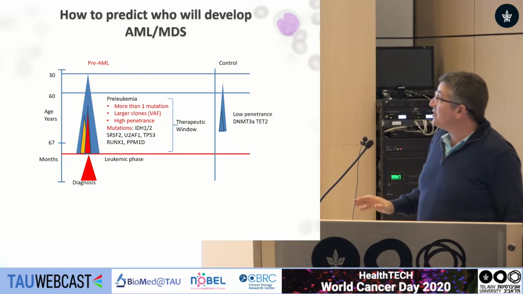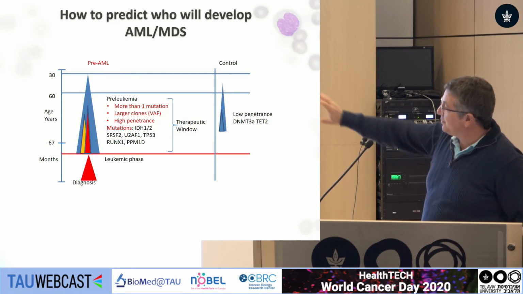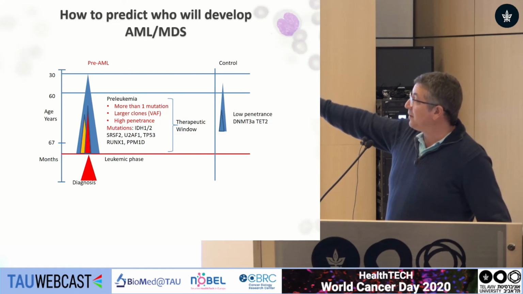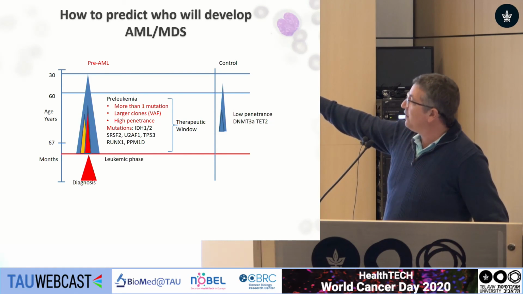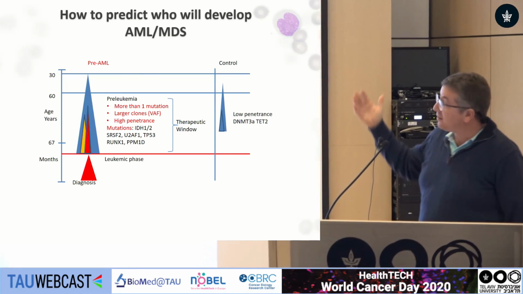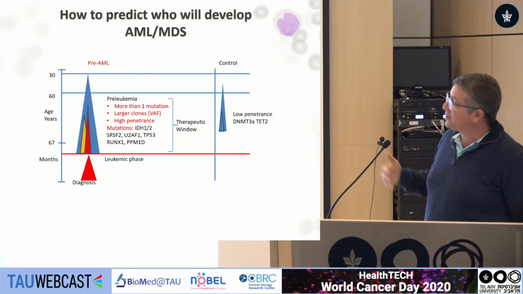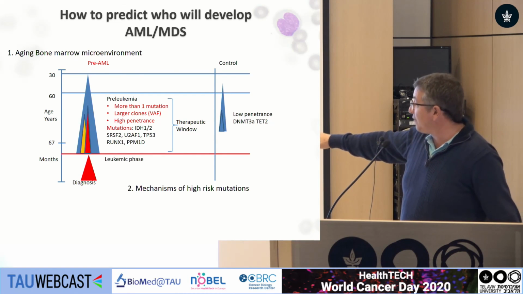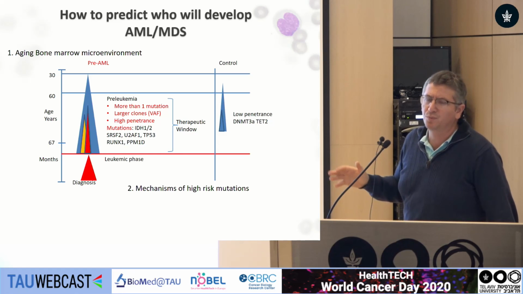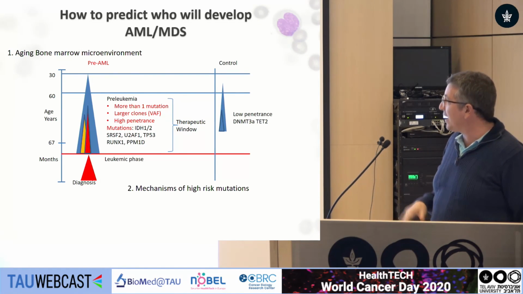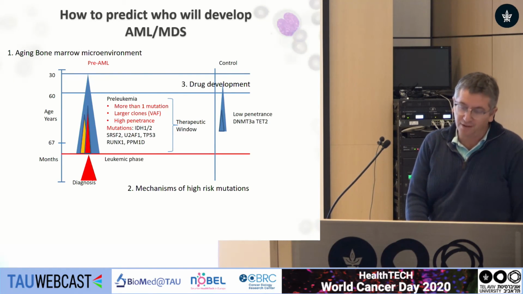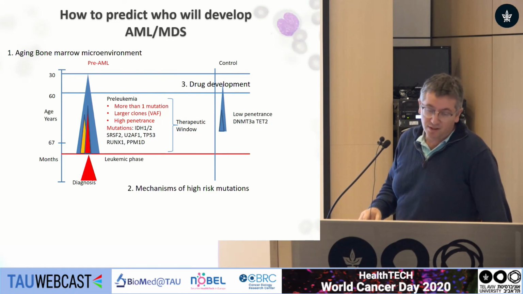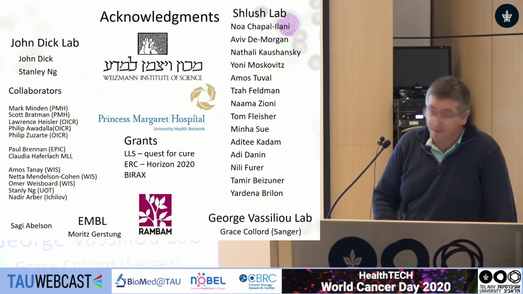Okay, so to summarize my talk, we described the early stages of leukemia. We are studying in the lab the aging of the bone marrow, how it affects the growth rate of these different mutations, and maybe the effect on the bone marrow can explain why specific individuals develop leukemia and others don't. We are studying the mechanisms of high-risk mutations, why specific mutations occur to begin with. We don't think that mutations occur randomly. There is a reason for everything. And we're doing a lot of drug development to try and target these high-risk mutations and prevent leukemia in the end.